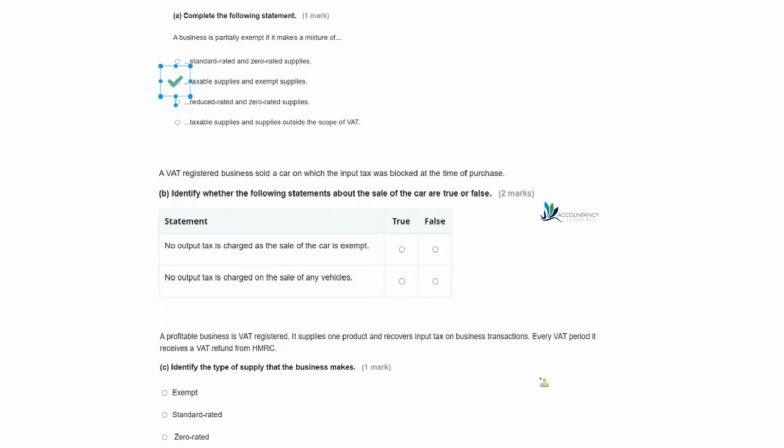A VAT-registered business sold a car on which the input tax was blocked at the time of purchase. Identify whether the following statements about the sale of the car are true or false. So we've got two statements. No output tax is charged as the sale of the car is exempt. So that's true. We wouldn't be charging output tax because it is exempt. And no output tax charge is on the sale of any vehicle. So that's false because there will be in some circumstances where output tax is charged when a vehicle is sold.